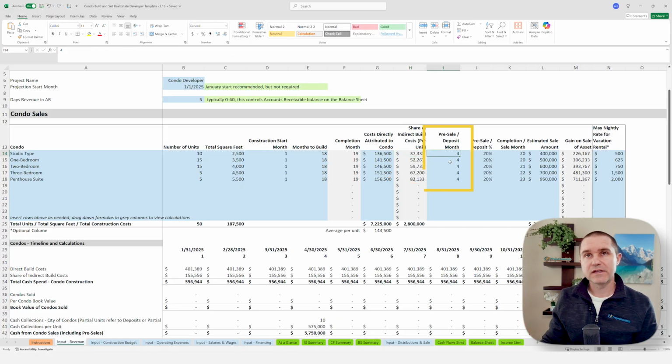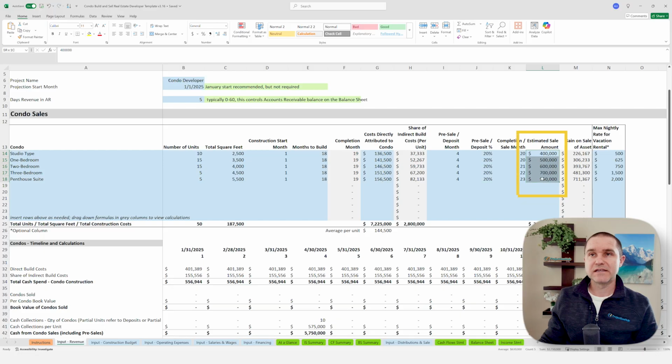We also have the ability here to set a pre-sale or a deposit month. So let's say you started construction in month 1 of the model. In month 4, you start pre-selling, right? So you start pre-selling the units even while you're in the middle of construction, and the pre-sale deposit percentage is 20%. And we think we're going to complete the sale in month 20, right? So you're receiving a deposit, and you're going to get the final 80% of the sale amount in whatever month you put in here. So we're saying we're going to complete these studio units in month 20. We're going to complete the penthouse suite in month 23, for example.